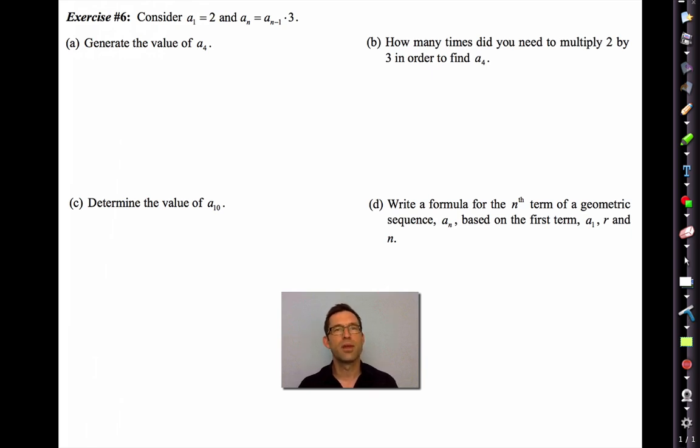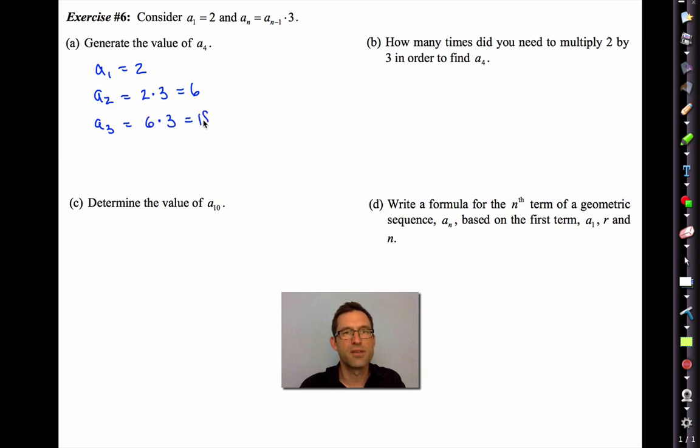Consider a1 equals 2 and a sub n equals a sub n minus 1 times 3. Letter A, generate the value of a sub 4. Go for it. This should be easy. All right. So we got a1, and it's equal to 2. a2 will be 2 times 3, or 6. a3 will be 6 times 3, or 18. And a4 will be 18 times 3, and that will be 54.